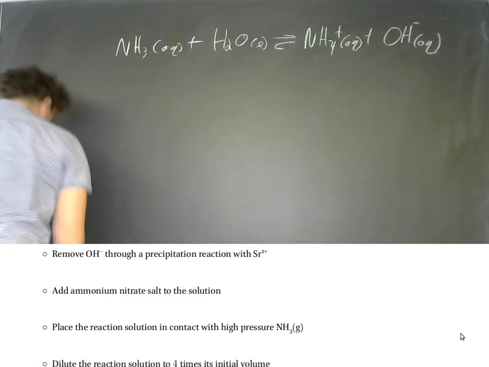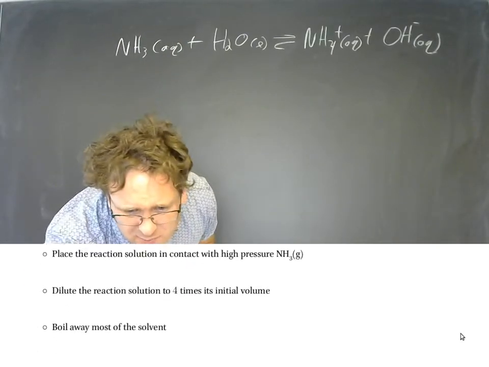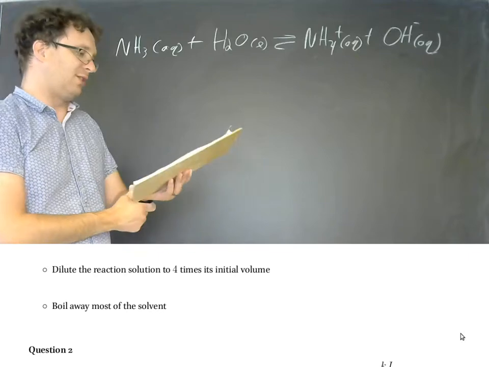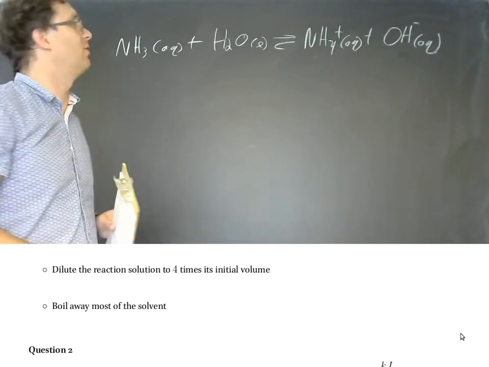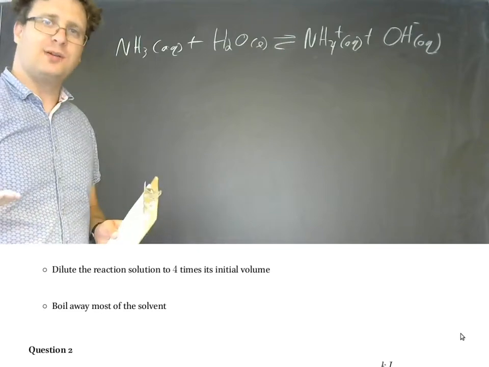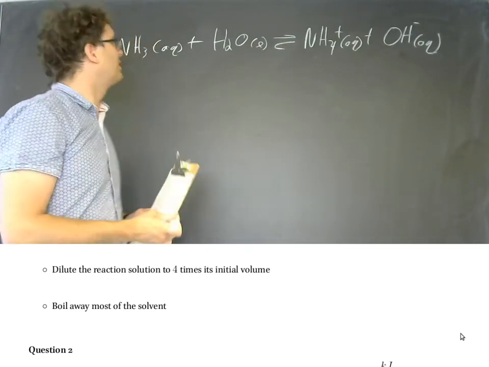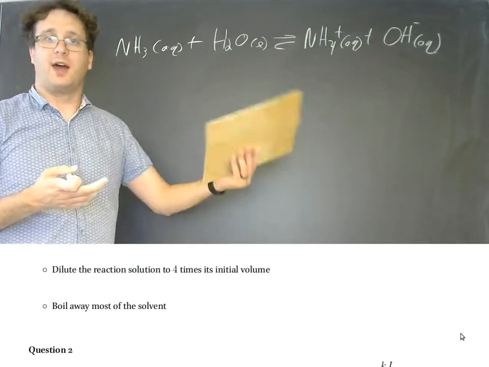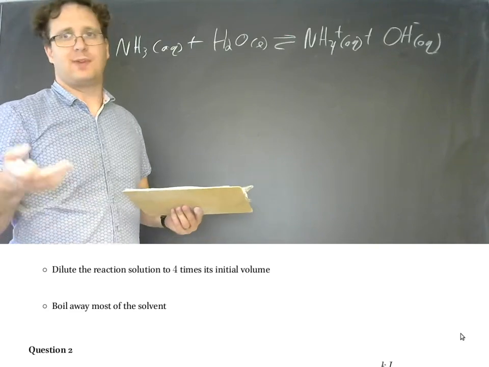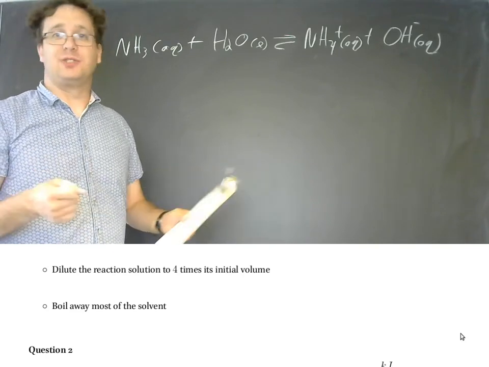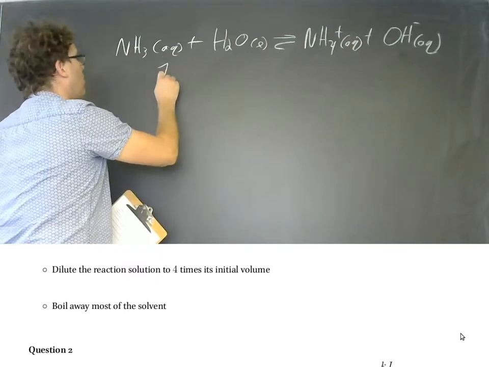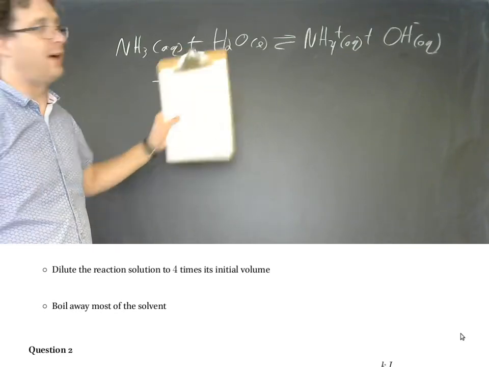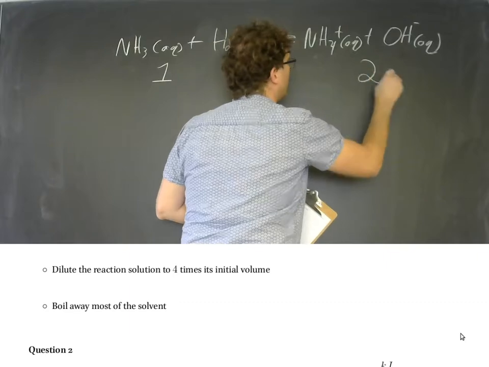Okay, so these next two steps are a little bit more tricky. The first one is to dilute the reaction solution to 4 times its initial volume. When you perform a dilution or a concentration, then we need to consider the number of moles of aqueous species on either side of the reaction arrow. Or if you do the same thing with a gas, it would be the gaseous species that are important. So we have only 1 mole of aqueous on the left side. Water does not count. And we have 2 moles of aqueous on the right side.